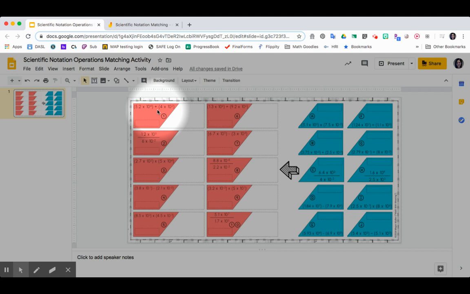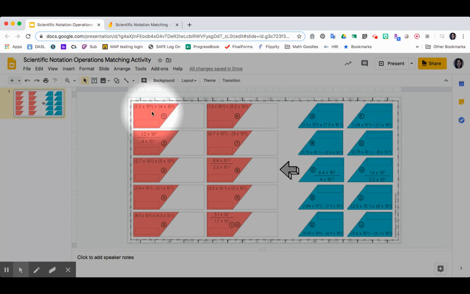Okay, so for today's activity, you're going to be matching these problems to the same answers. On each card, you either have an addition, subtraction, multiplication, or division problem with scientific notation, and you are going to be solving that problem, typing the answer in the little box on the card, and then once you finish figuring out the answers to all the problems, you're going to match up the answer on the card that's kind of this pinky orange color to the same answer over on one of these blue cards.